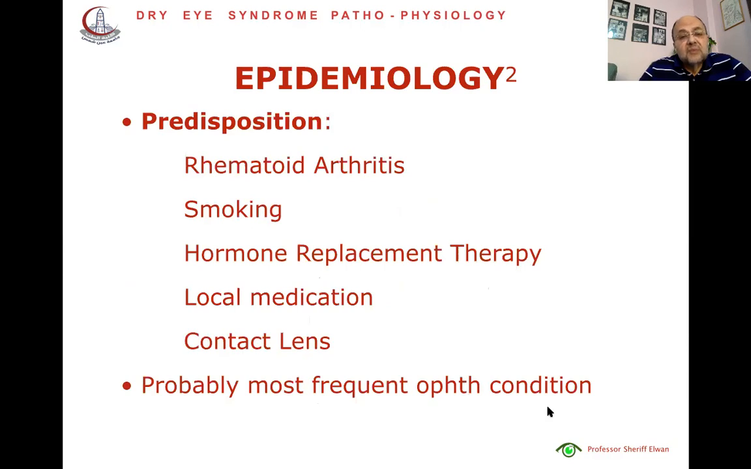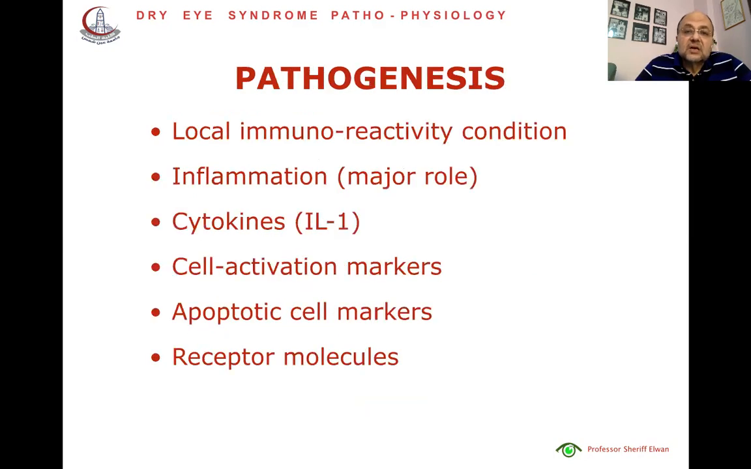It is predisposed to by conditions like rheumatoid arthritis. This is well known to all of us. Smoking, we tend to forget. It is exaggerated by hormone replacement therapy in ladies in the post-menopausal age. Local medications, especially those with high alcohols as preservatives, may also predispose to dry eye syndrome, and the wear of contact lenses disrupts the circulation of the tear film, and again might predispose to dry eye syndrome.